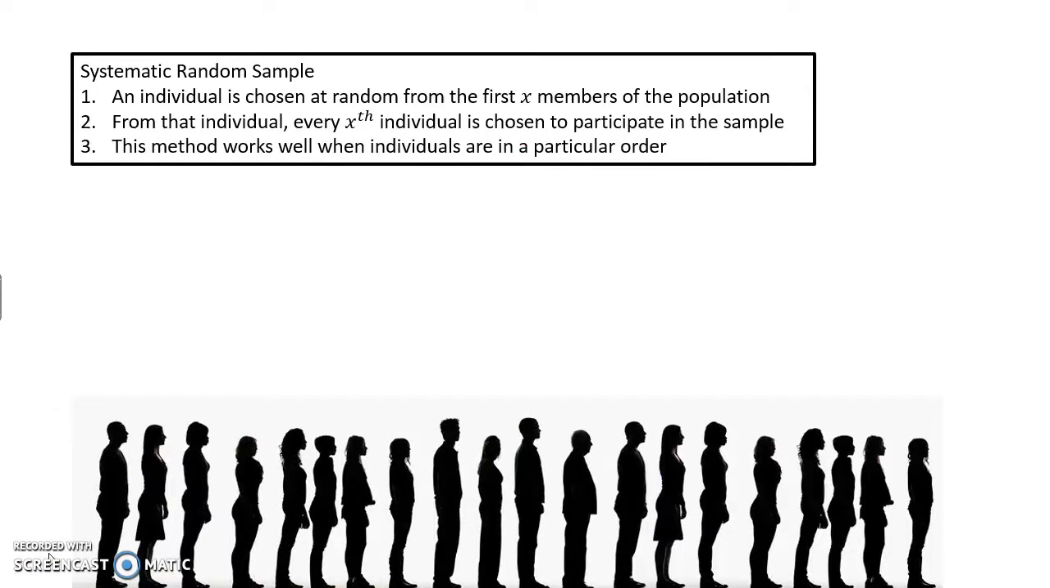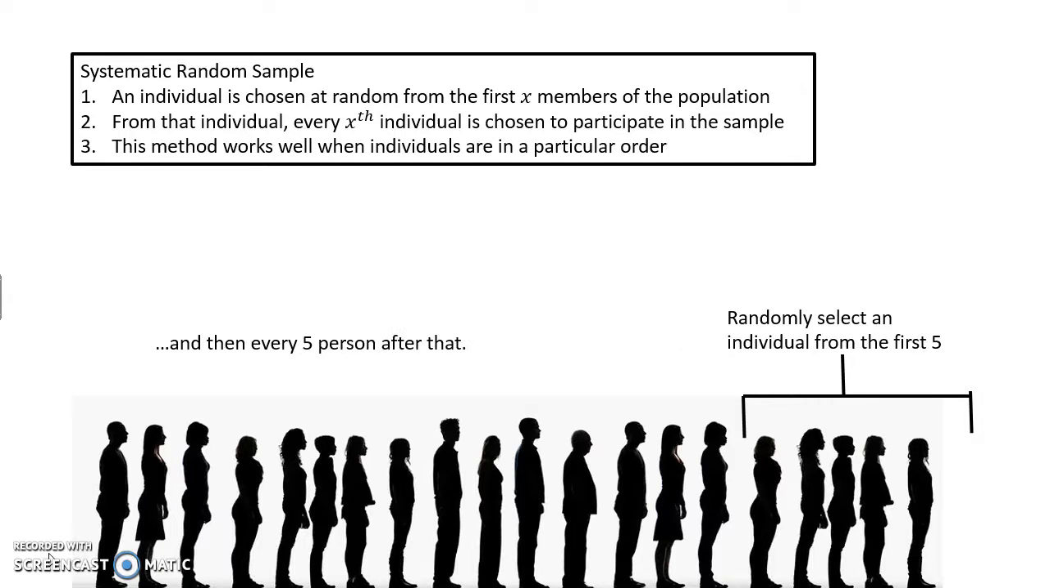A final sampling method is called a systematic random sample. This method works well if members of the population are in order, such as in a line. Only the first participant in the sample is randomly chosen. Then using a consistent interval, we'll choose participants after that. So in this case, every 5th person after the first randomly selected person will be selected for the sample.